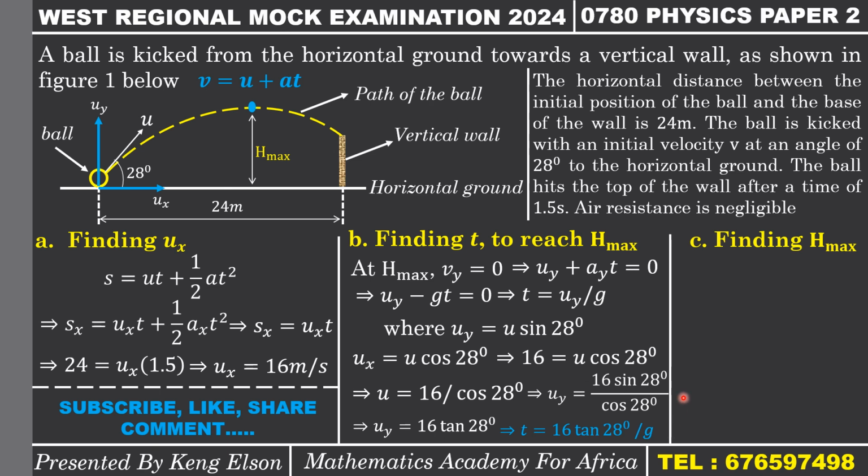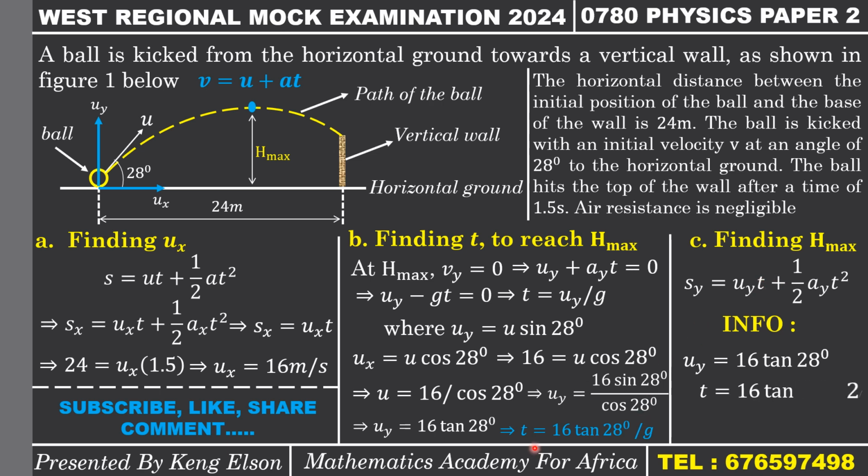Now let's go to the last part. This time here is the time to arrive at maximum height. Now the last question is asking us to find the maximum height itself. Since we have the time to arrive at maximum height, and the maximum height is a vertical distance, we are going to use sy equal to uyt plus half at squared. Now let's get some important information. First of all, our uy, we found it already as 16 tan 28 degrees. What about our time? The time we already found as 16 tan 28 degrees divided by g.